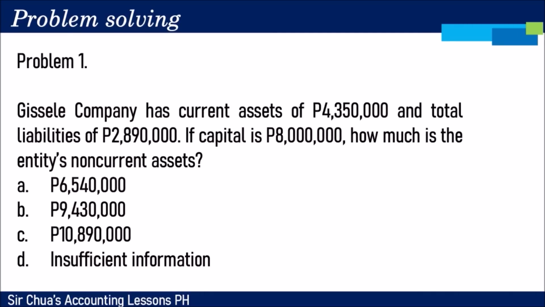Problem number 1. Giselle Company has current assets of 4,350,000 and total liabilities of 2,890,000. If capital is 8 million, how much is the entity's non-current assets? A. 6,540,000. B. 9,430,000. C. 10,890,000. Or D. There is insufficient information that will not allow you to answer the problem. Okay, so pwede nyo muna i-pause yung video and then try to answer it first.